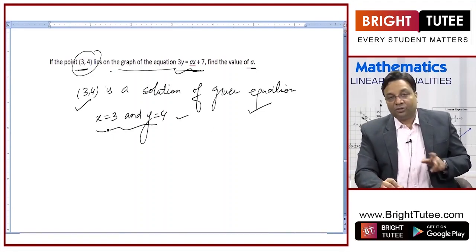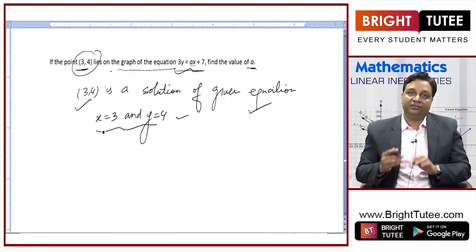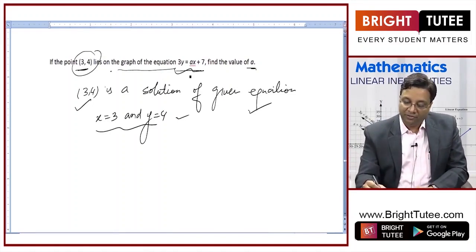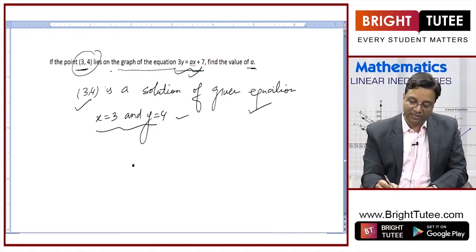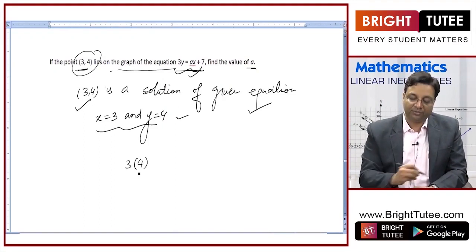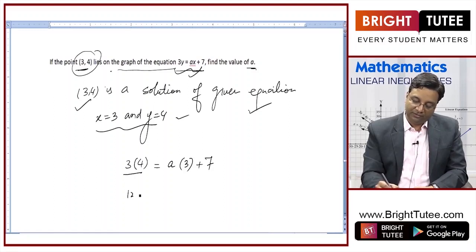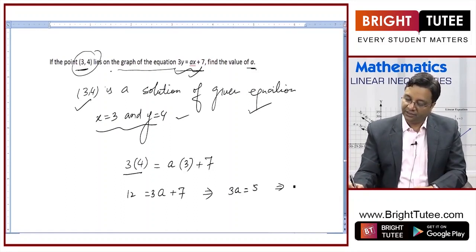So when it is a solution of the given equation, that means if I put x equal to 3 and y equal to 4 in this equation, it will satisfy this equation. So put y equal to 4, 3 into 4, this will be my left hand side, and on the right hand side I have a into x, so I'll put x equal to 3 and then plus 7. Now this is 12, this is 3a plus 7, hence 3a will be equal to 12 minus 7, 5, hence a is equal to 5 by 3.